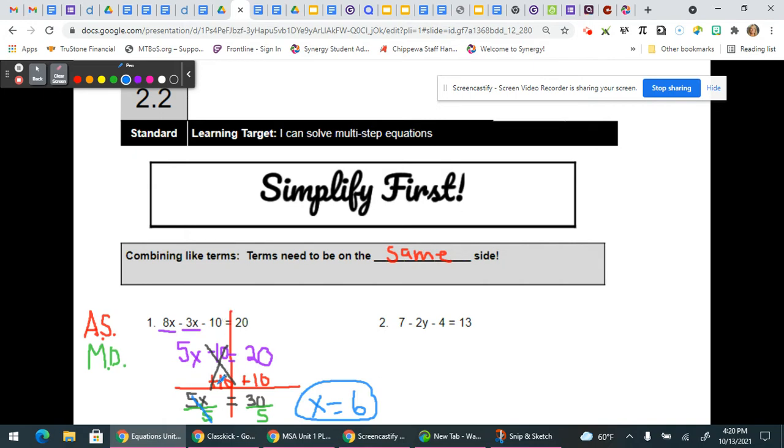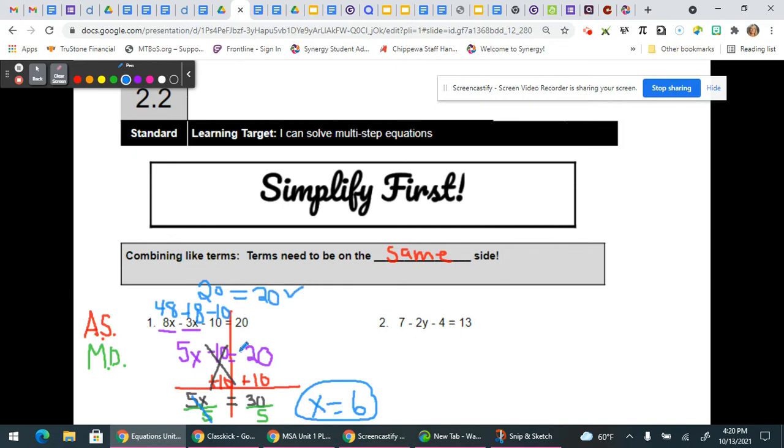Now, the solution, when I plug it in, here we can check it to make sure that it makes sense. So I've got 8 times 6, which is 48. And I've got 3 times 6, which is 18. If I subtract that, I get 30. And if I subtract another 10, I get 20. So yes, awesome. 20 equals 20. It all checks. We are good.